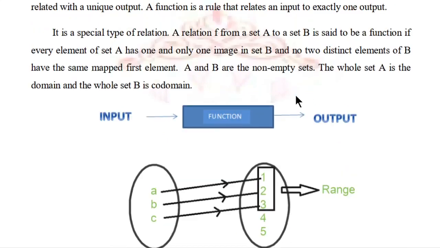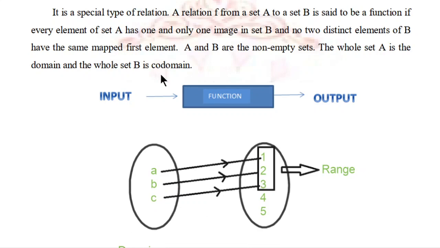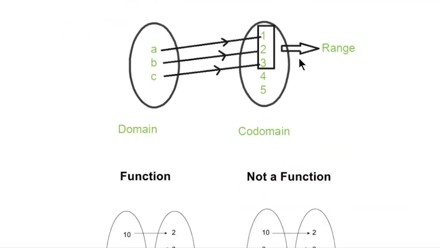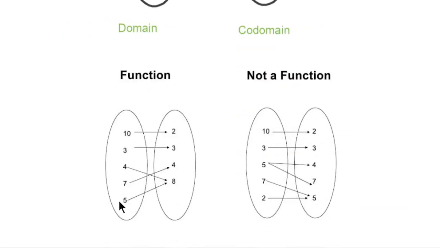What is the major rule for that? Every element of set A has one and only one image in set B. No two distinct elements of B have the same mapped first element. Another condition for functions is that A and B are non-empty sets, so some distinct values are present in these sets.